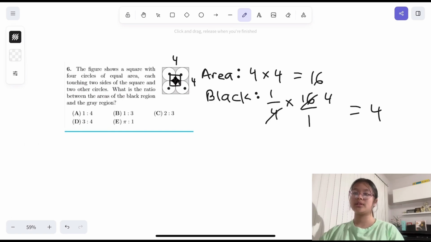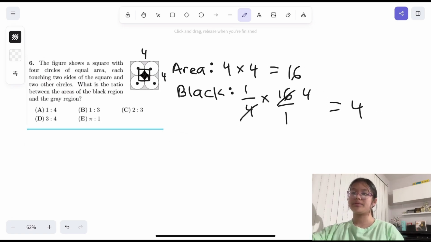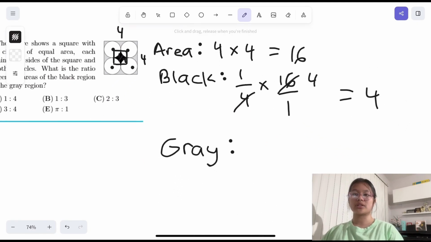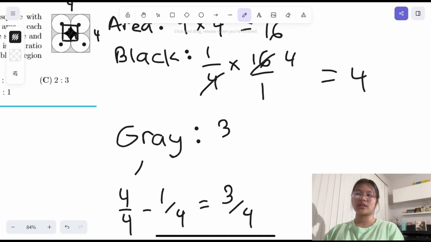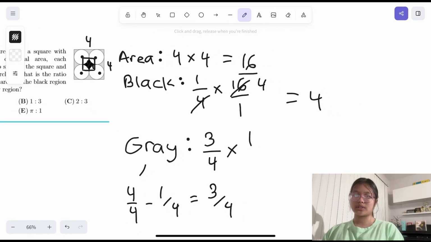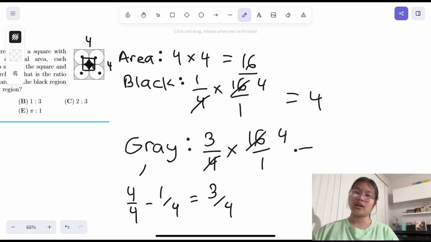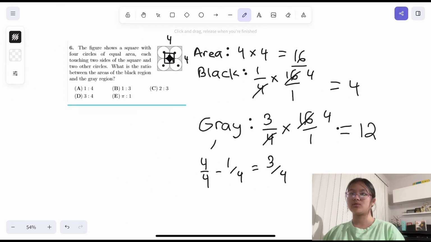Now we can calculate the gray area. So since 1/4, what you get left of the square, that would be 3/4, because 4 over 4 minus 1/4, which we already calculated for, equals 3/4. So that's how we get 3/4. So 3/4 multiplied by the area, again, which is 16. We can make it 16 over 1, so it's easier. And we can see that there's another big factor of 4. So then 3 times 4 is then 12.